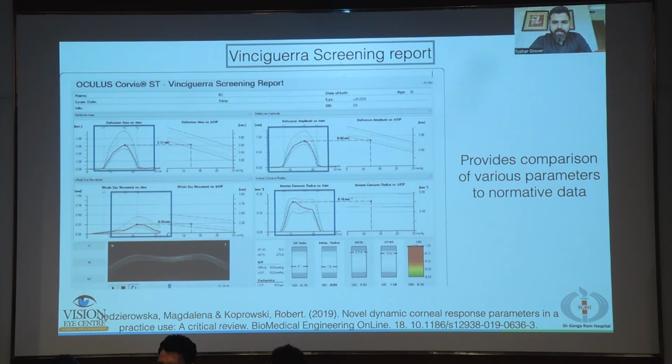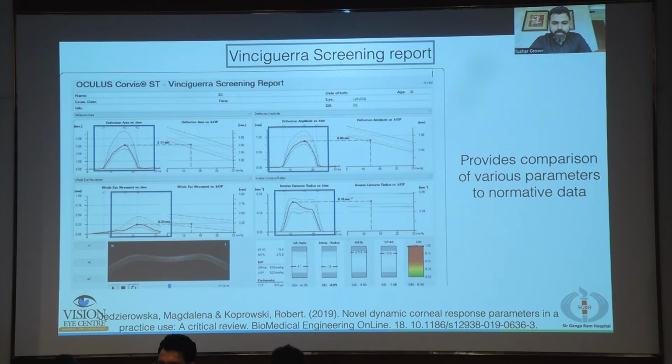So with these different dynamic corneal response parameters, there was definitely value added, but it was felt that there was a need for some normative data, so you can compare these parameters to the normal population. So this was provided by the Vinciguerra screening report.